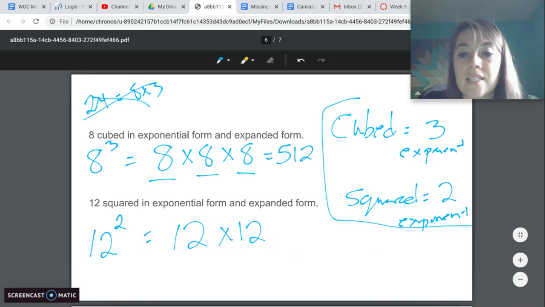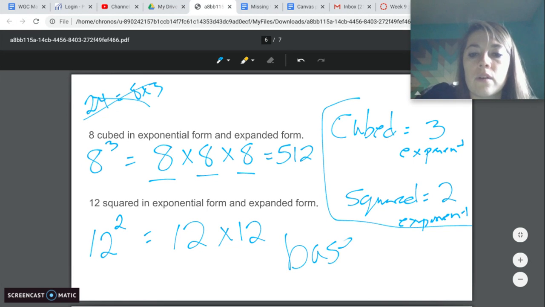Your keyword is base. Base is your keyword for this lesson.